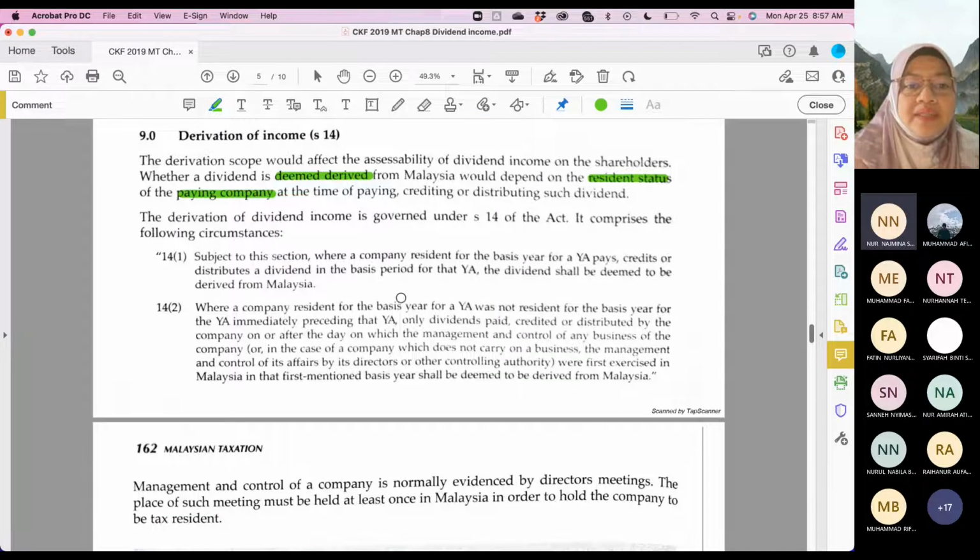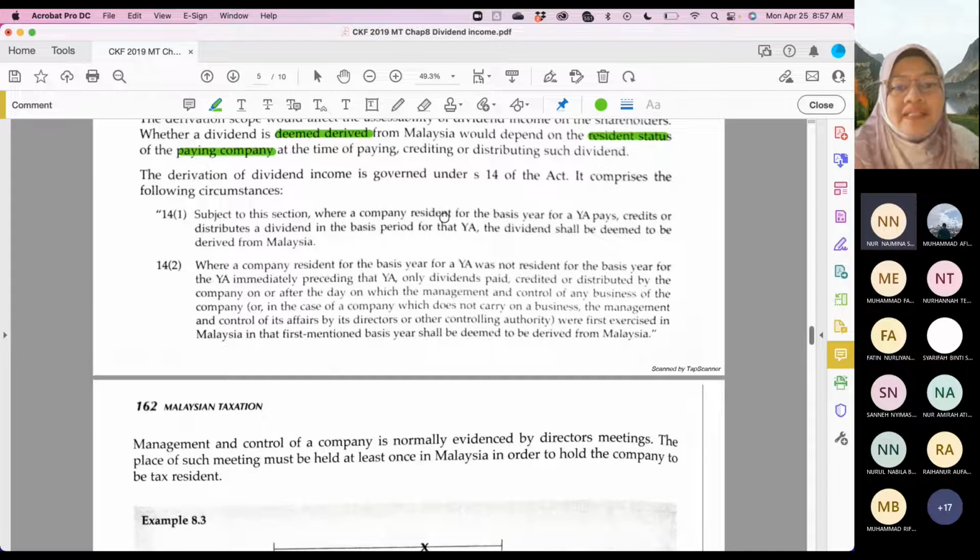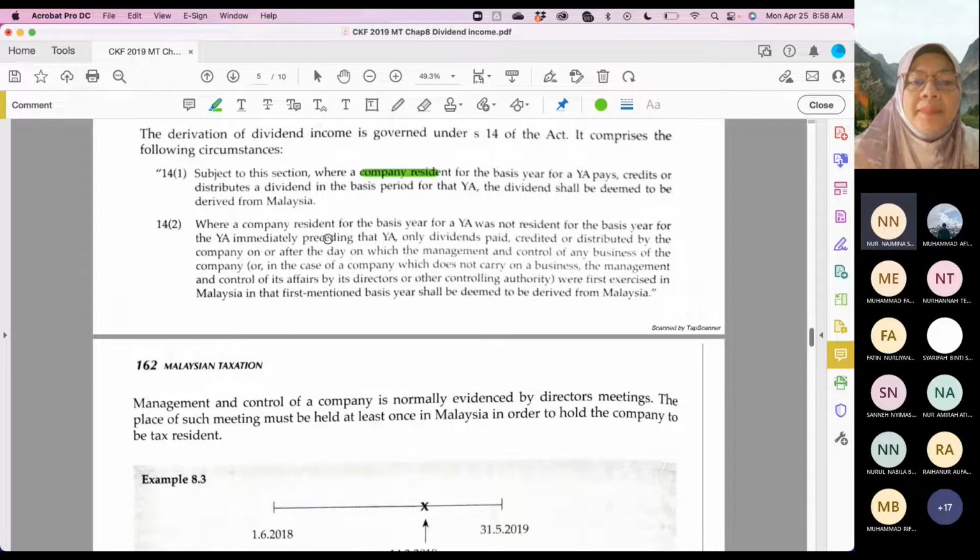Section 14 says that where a company resident for the basis period credits or distributes dividend, then the dividend shall be deemed derived from Malaysia. Where a company resident for the basis year was not resident for the year immediately preceding the YA, only dividend paid, credited or distributed in the year is covered. So sometimes the resident status of a company may change, maybe one year it is resident, another year not resident, but the current year is resident.